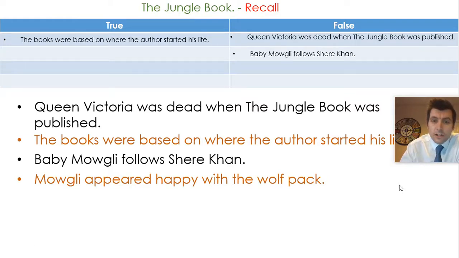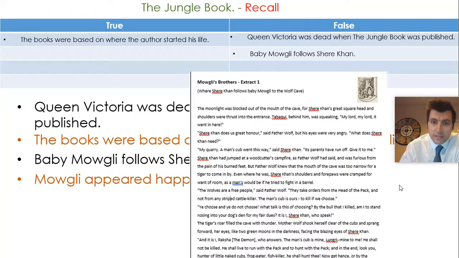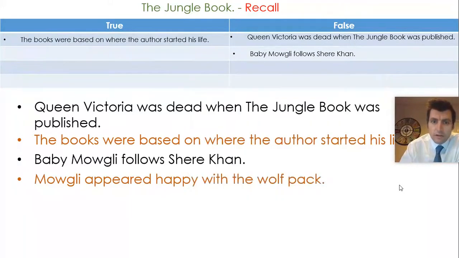Baby Mowgli does not follow Shere Khan, and we can see that that's not true because if we look at that passage in Mowgli's Brothers, we can see the stage directions within the passage say Shere Khan followed Baby Mowgli into the wolf cave. So if somebody's following a baby, we might know them to be a sinister character, if we think about a wolf, or a panther, sorry, following them.